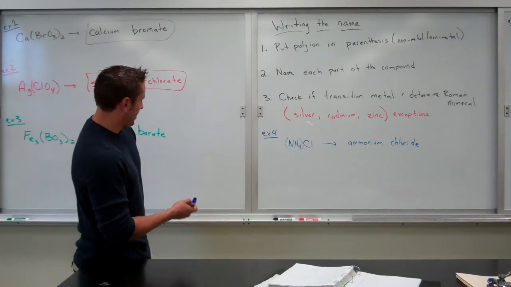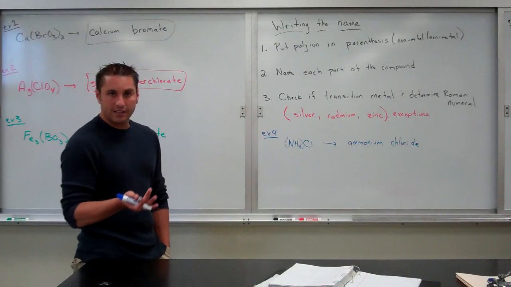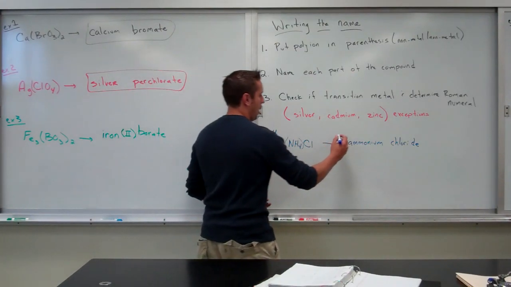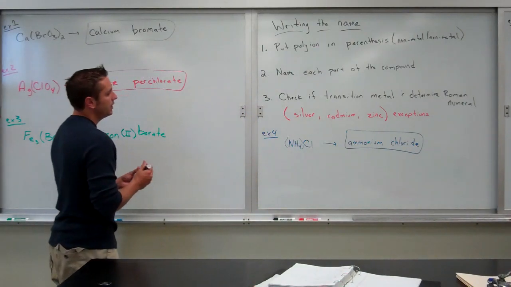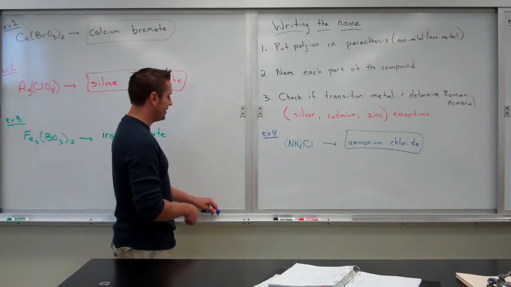Last but not least, we'd have to say, is ammonium a transition metal? The answer is no, it's a polyion. So ammonium chloride would be the correct name for NH4Cl.